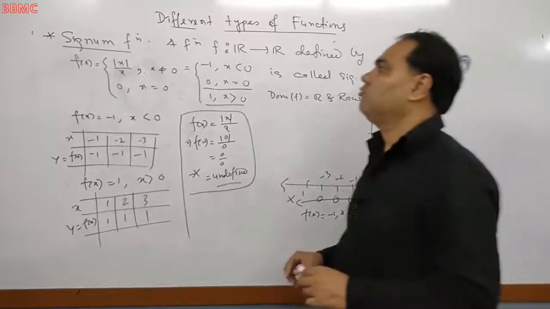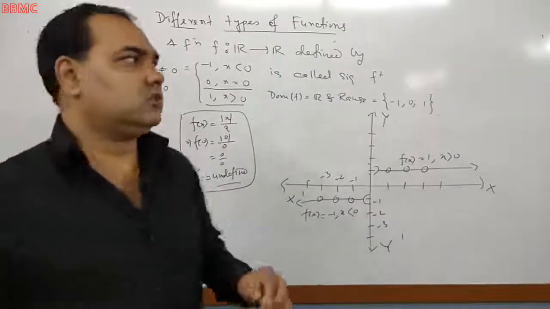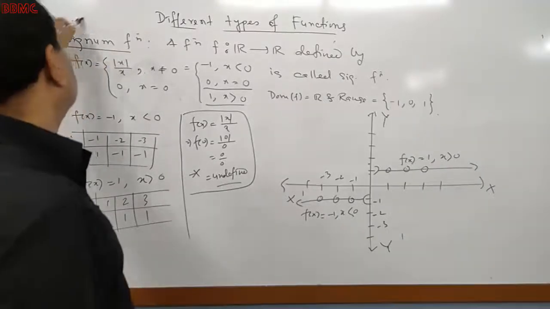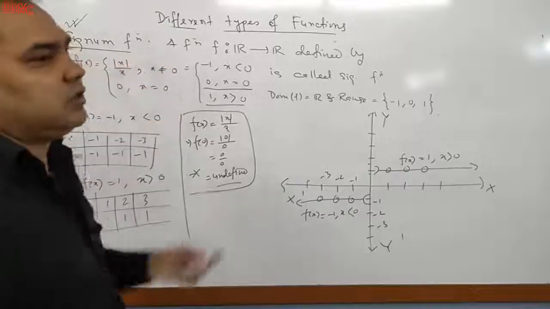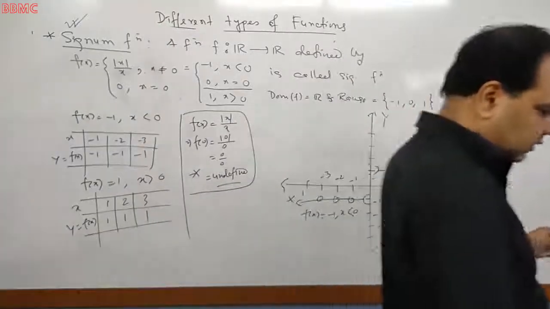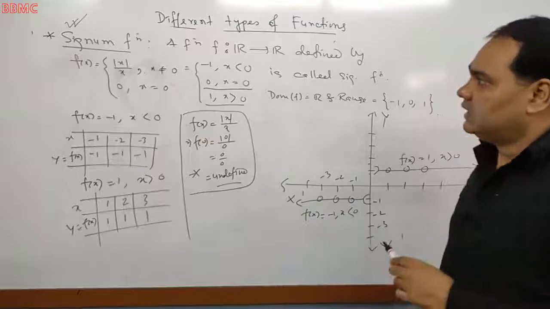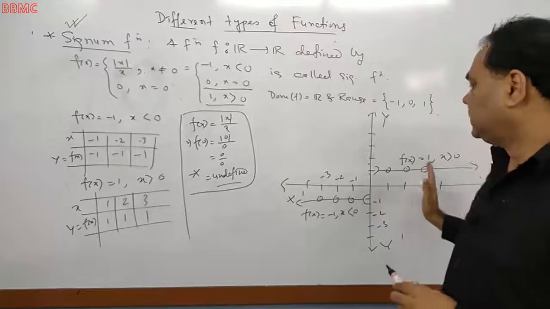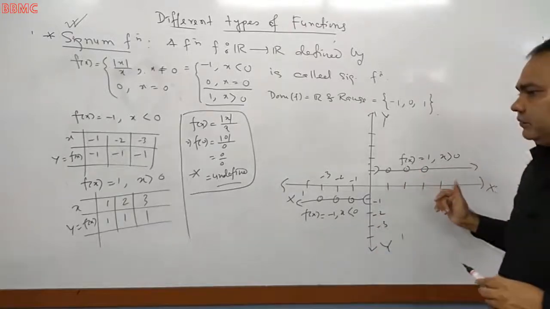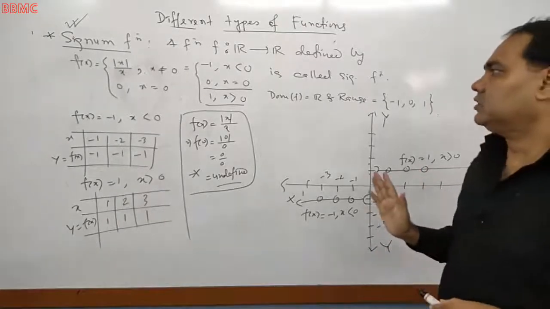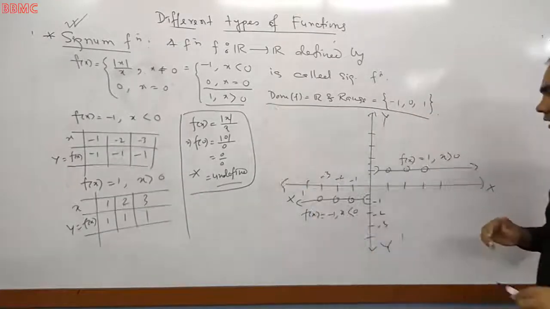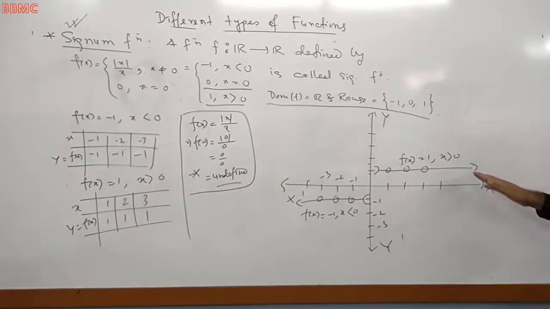Generally in our examinations, we have to define signum functions and draw its graph. This is another important question. In most questions, we always set the question like this: define signum function and draw its graph. This is the graph. I think everybody is clear? Any doubt? I think there should be no doubt at all. You always remember what is the domain and what is the range.